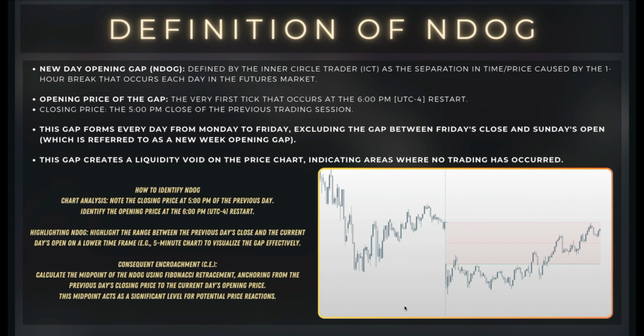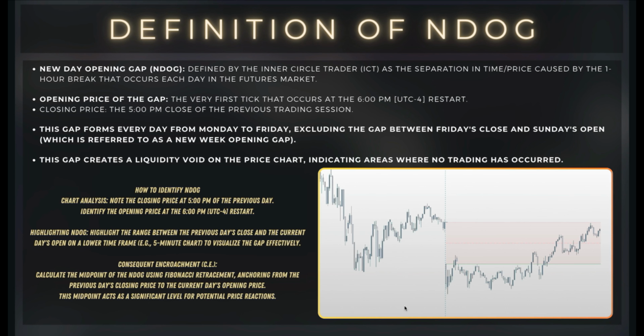Okay, so new day opening gap, NDOG, defined by the Inner Circle Trader, ICT, as the separation in time/price caused by the 1 hour break that occurs each day in the futures market. Now, yes, this is specifically meant for trading futures, but I have seen people use it on Forex, stocks, and so on and so forth.